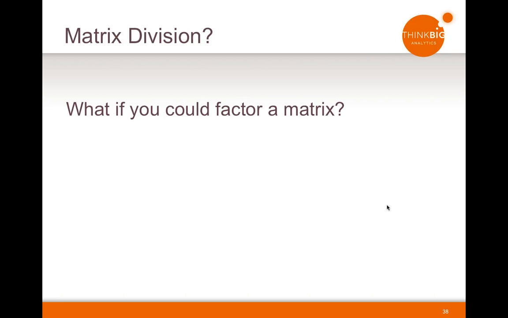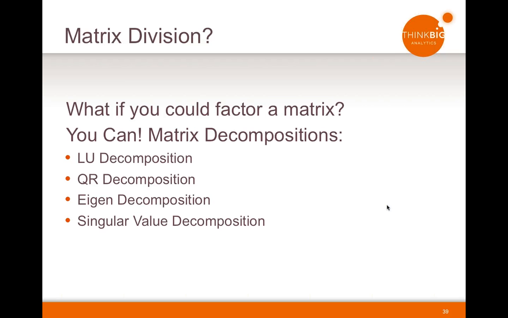Beyond that, this is all fine and dandy, but why are we looking at this? What if you could reverse the operation to factor a matrix? So rather than coming up with A times B equals C, what if you had C to begin with, and you wanted to find matrices A and B that multiplied together gave you C? You can. This is called matrix decomposition.